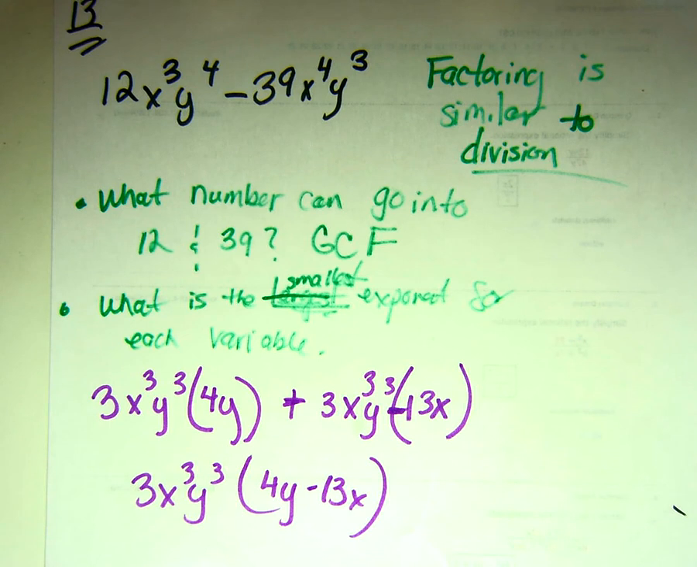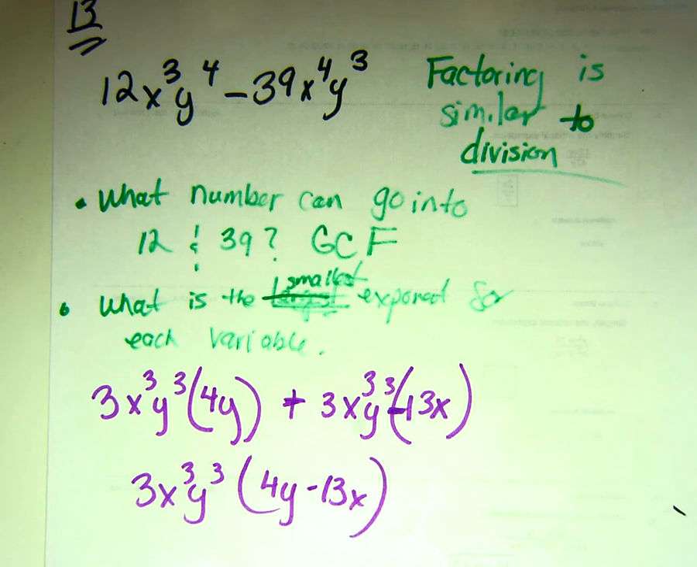And factoring is very similar to division. So to make it easier, because sometimes division is difficult, we're going to find the greatest common factor, that's a GCF, for 12 and 39. So we know that 9 cannot go into 12. We also know that 1 can go into both of them, but that's not the greatest one. So if you think long and hard, and feel free to find a factor table, we know that 3 can go into both of these.